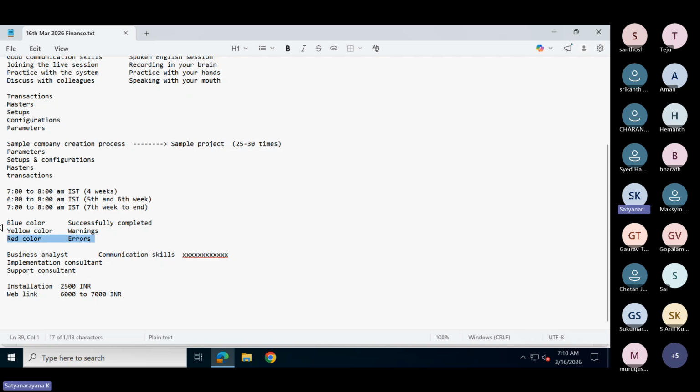Meaning once you post a transaction without any errors, it will be posted. That is blue color, successfully completed. Yellow color means warnings. Red color means errors.